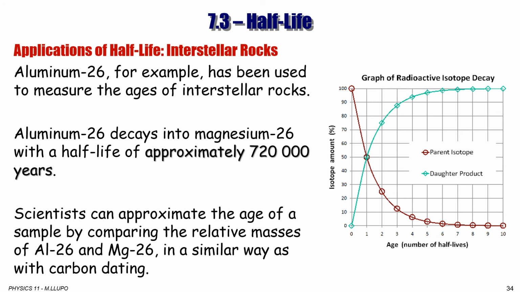So as I said, magnesium-26 is going to increase and aluminum is going to decrease. But this ratio is going to depend on the number of years that pass, so it's the age that passes. So this is how we can use half-life, or radioactive decay, in order to calculate the age of rocks, for example, or the age of a living organism using carbon dating.